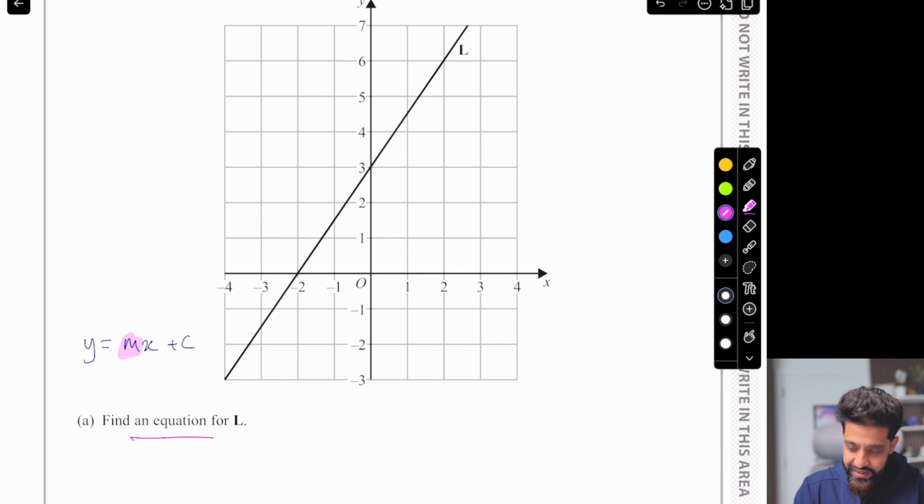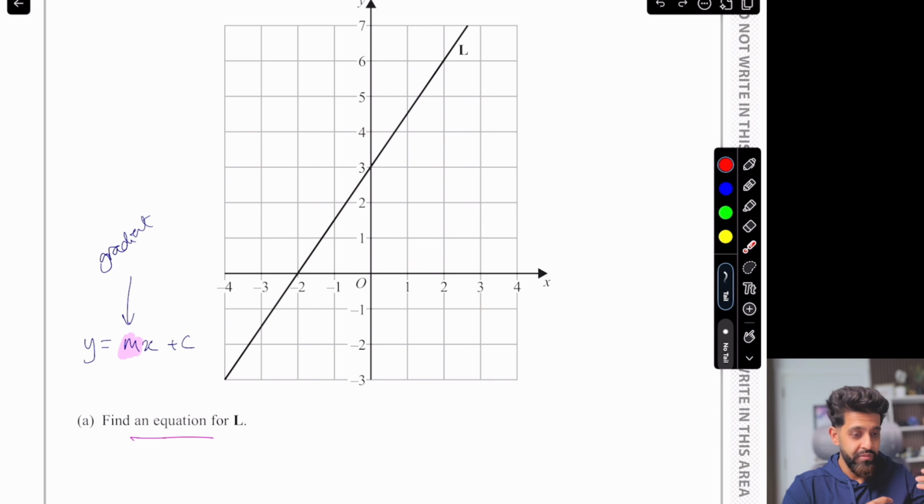So first of all, M, what does this mean? It means the gradient of your line, which means how steep your line is. And to find the gradient, if you don't know anything here at all, you're not going to learn this without going back to one of my videos, perhaps, on how to find the gradient of a straight line. So you won't just learn it here. This is just a little bit of help, or a reminder for some students, okay?